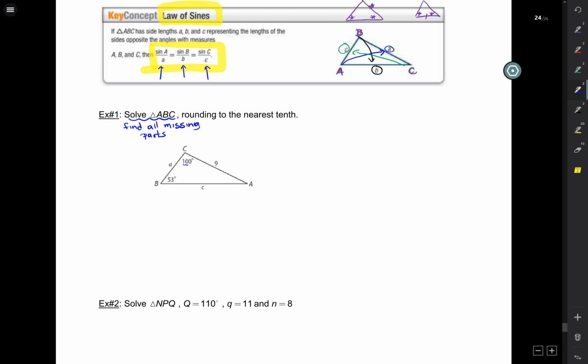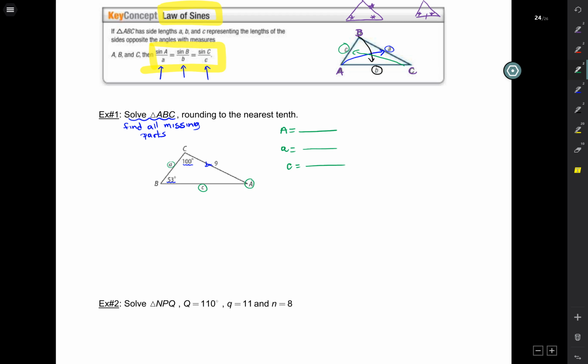We're given angle C is 100. We're given angle B is 53. We're given side b is equal to 9. All right, so what am I missing then? I'm missing angle A, I'm missing little a, and I'm missing little c. So what I like to do is make a list for myself of all the things that I'm missing. So I'm missing A, little a, and little c. This way I know where to start and what to do.